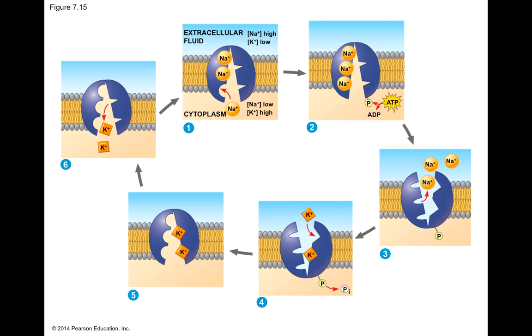For each turn, 3 sodium ions are being removed from the cell, while 2 potassium ions are being brought in. This leaves the cell with an overall negative charge compared to the outside of the cell, which has more of a positive charge. And this allows the cell to maintain an environment that is different from the external environment. This also happens very fast. This pump can cycle 150 times per second.